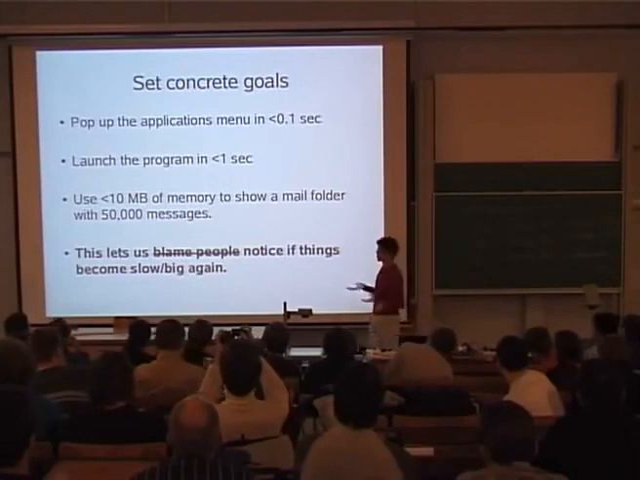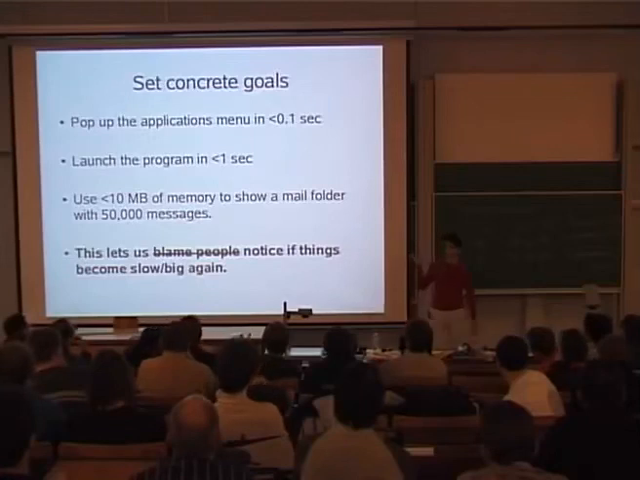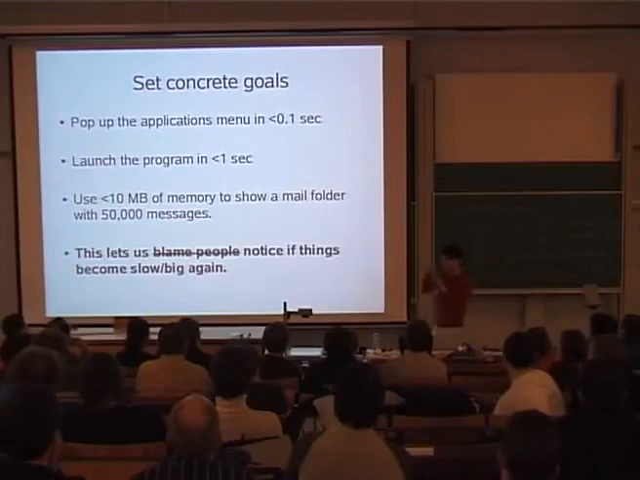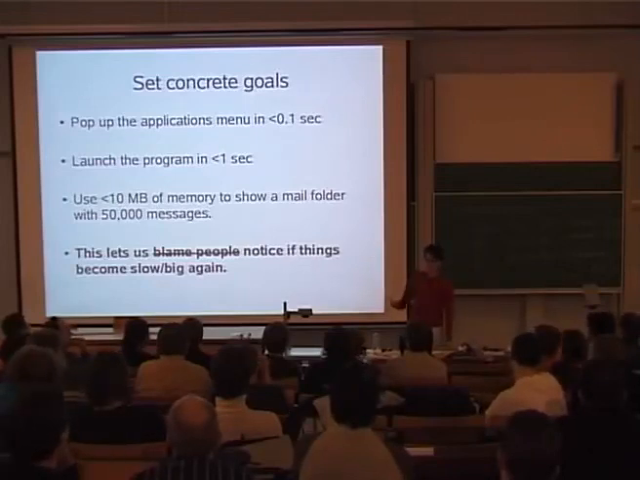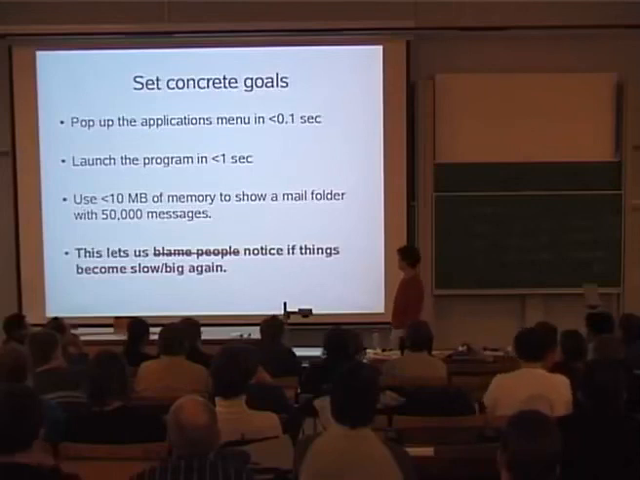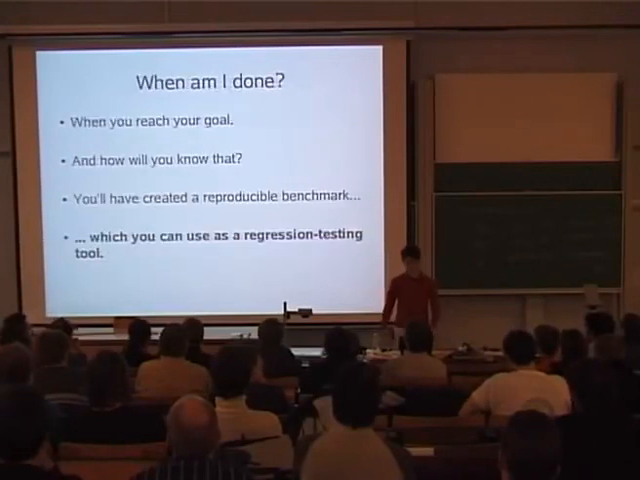What are other kinds of goals you have? Well, there's this guy, Phil Van Hoof, working on a new mail program, and his goal is something like, I want my mail program to use less than 10 megabytes to show a mail folder with 50,000 messages. He has been working towards that goal. Or launch a program in under 1 second. OpenOffice these days takes like 8 seconds to launch on my machine, and it's like the fastest laptop I could get. That's just ridiculous. So once you set a goal, you can blame people when things go wrong again. You are done when you reach your goal.